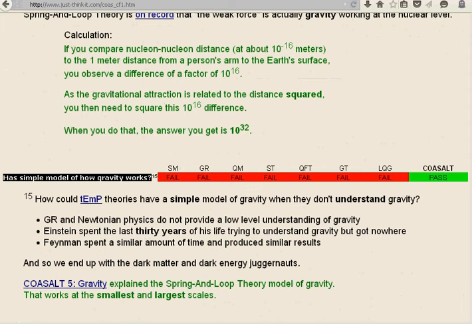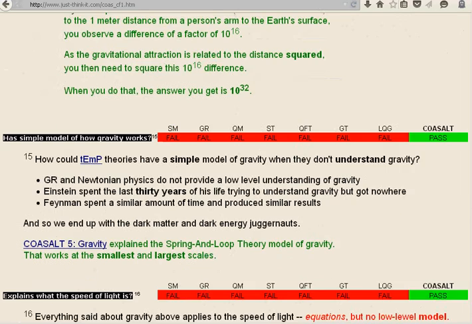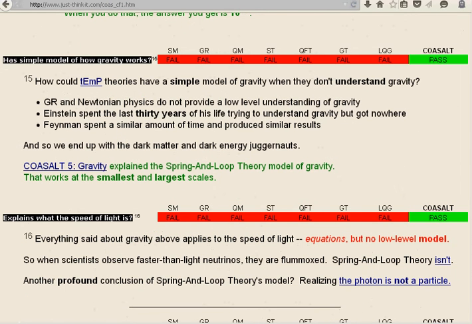COASALT 5 Gravity explained the spring and loop theory model of gravity that works at the smallest and the largest scales. Number 16. Does the theory explain what the speed of light is? Everything said about gravity above applies to the speed of light.